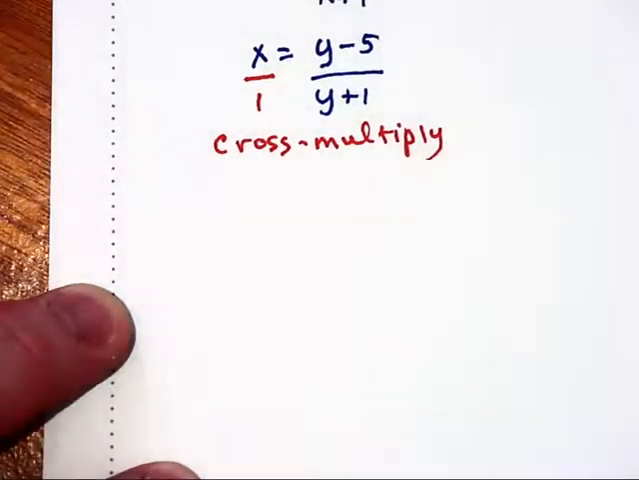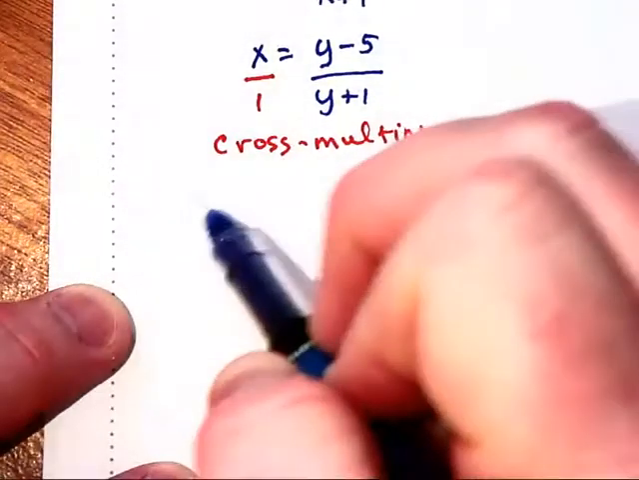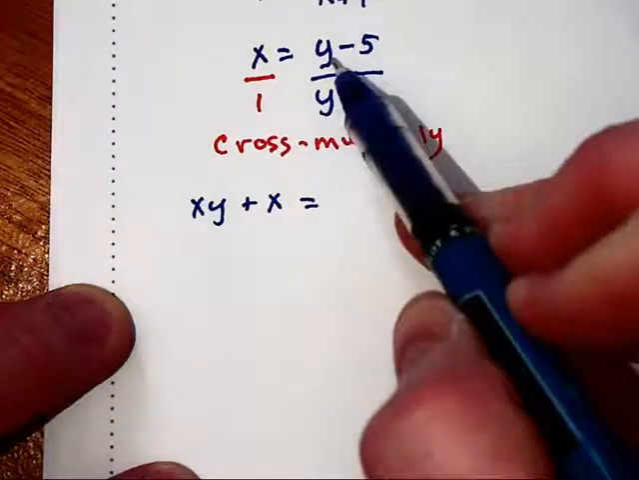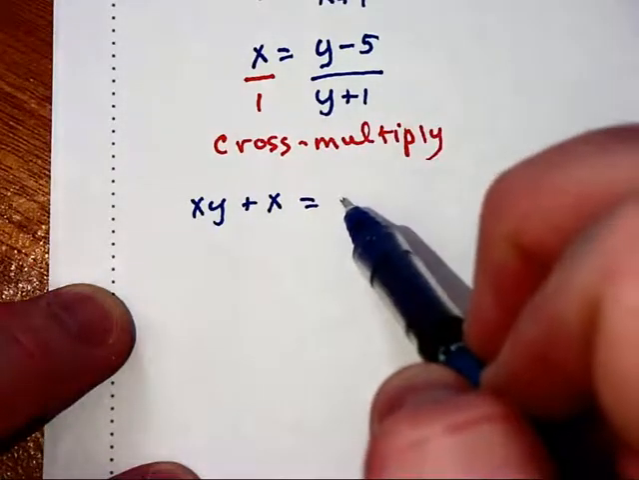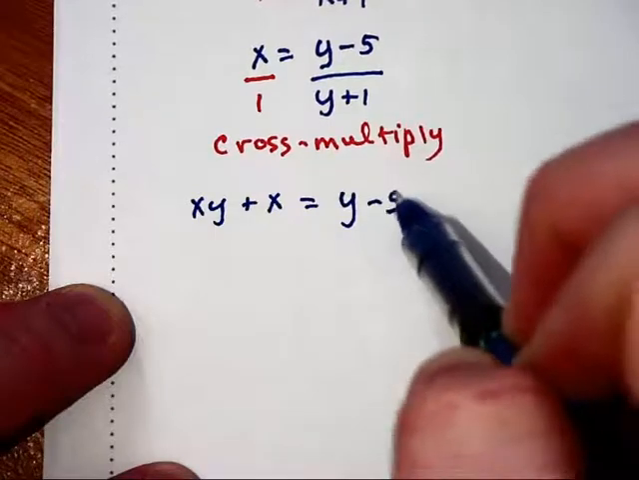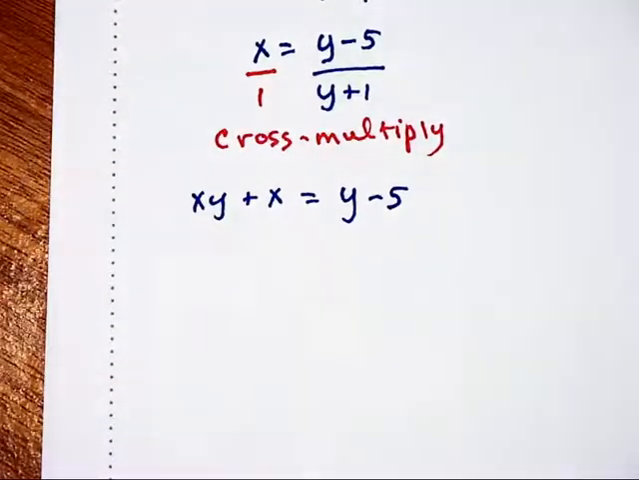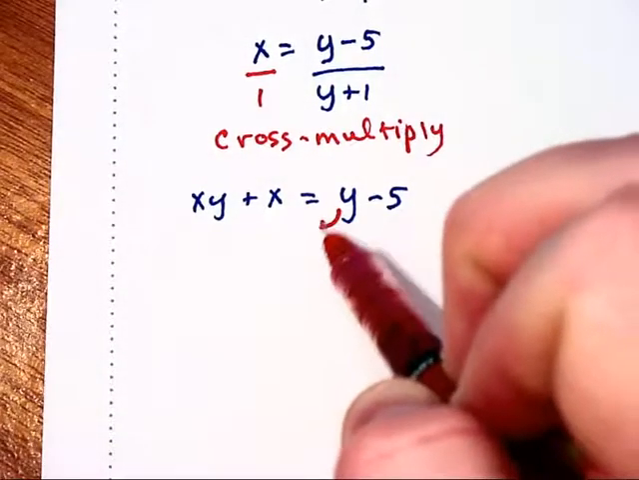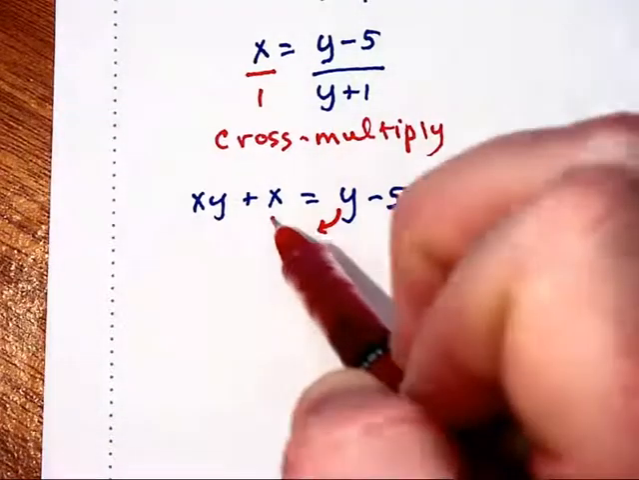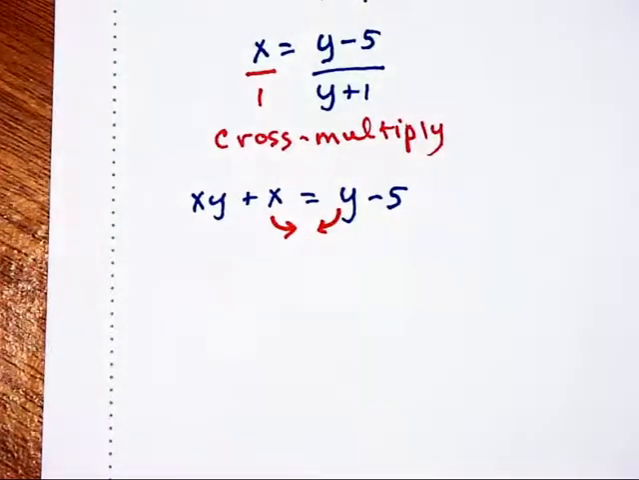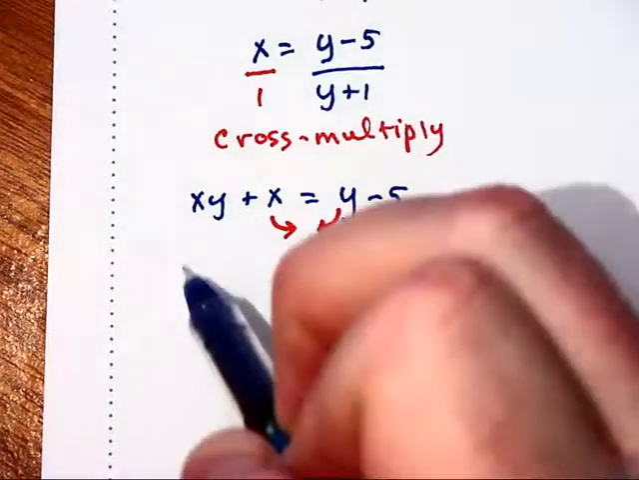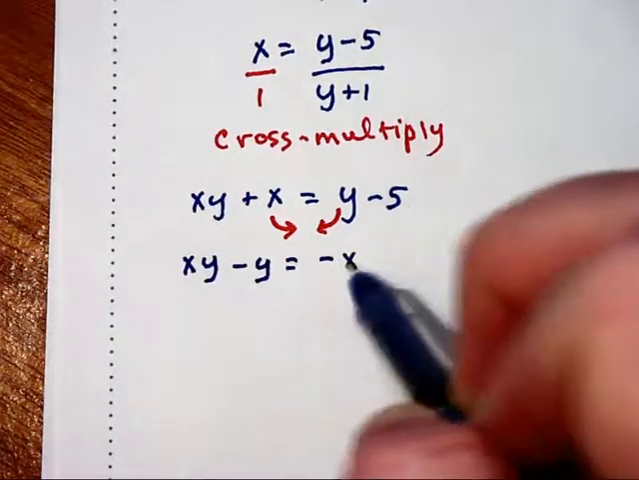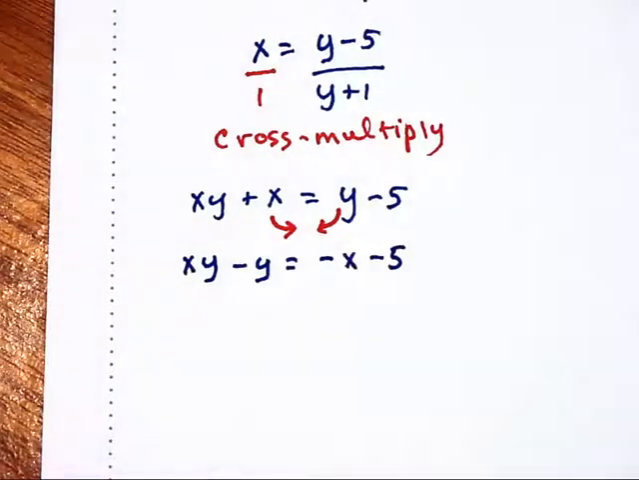The first or main diagonal gives us xy plus x, and the other diagonal with the 1 in the bottom left corner would give us 1 times y minus 5, which is y minus 5. We now want to isolate the x on one side of the equation, so I'm going to subtract the y off of each side and bring it to the left, and subtract the x off of each side and bring it to the right. Now we will have xy minus y on the left and negative x minus 5 on the right-hand side of the equation.